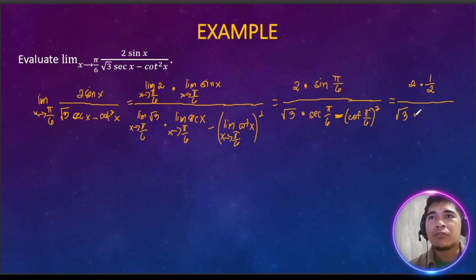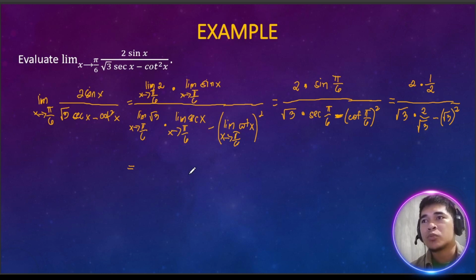Now, secant pi over 6 o secant 30 degrees. The equivalent dun is 2 over square root of 3 minus the cotangent pi over 6. Equivalent doon is square root of 3. 2 times 1/2, that is 1. And then, square root of 3 times 2 over square root of 3, I think that is 2. 2 minus the square of square root of 3. So that is 3. So 1 over 2 minus 3, negative 1. So the answer is negative 1.